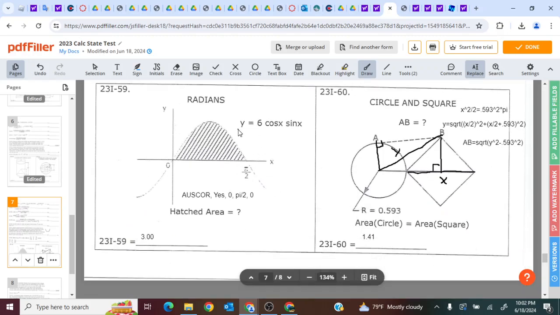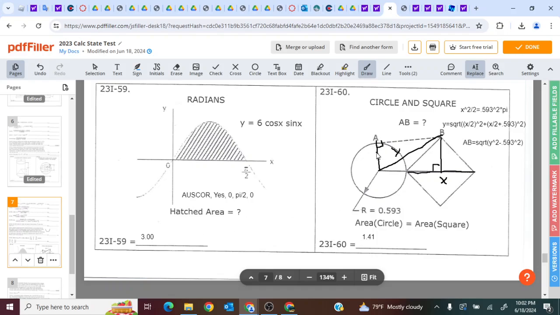59, this is going to be your Oxford problem. Go to y1, put in this equation. y2 should be y is equal to 0 because that's the lower bound. Then you use the area calculation with bounds. You have a bound at 0 and you have a bound at pi over 2. And your line of revolution is irrelevant. And if you do that, you'll get a hatched area of 3.00.